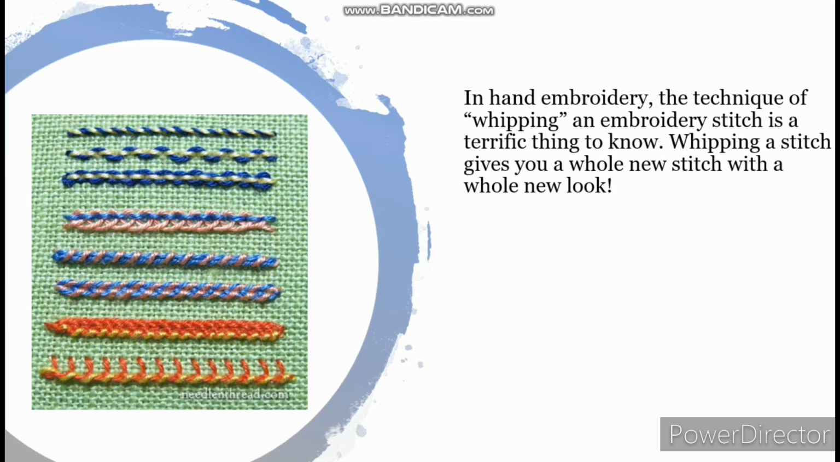Also, in hand embroidery, the technique of whipping an embroidery stitch is a terrific thing to do. Making use of your hands and being able to create something is a very nice thing to do. Whipping a stitch gives you a whole new stitch with a whole new look. When you start with whip stitching, you use another colored thread to work over it. Use it again, and you are going to have a whole new look.